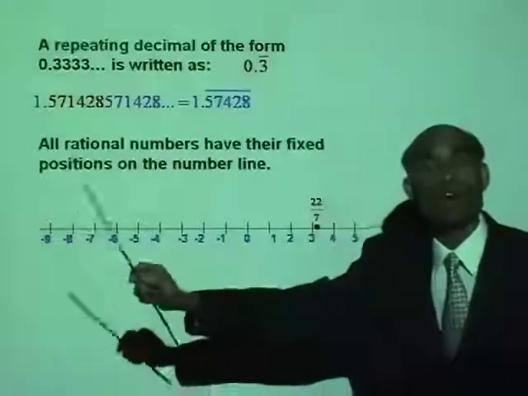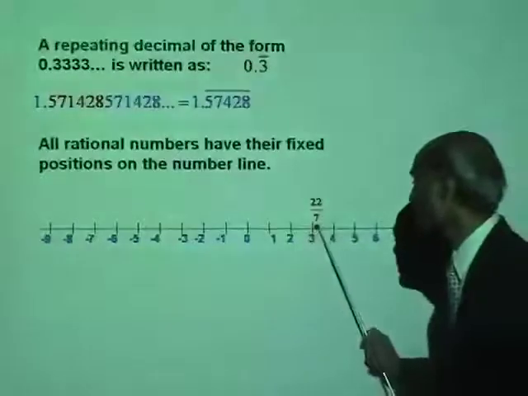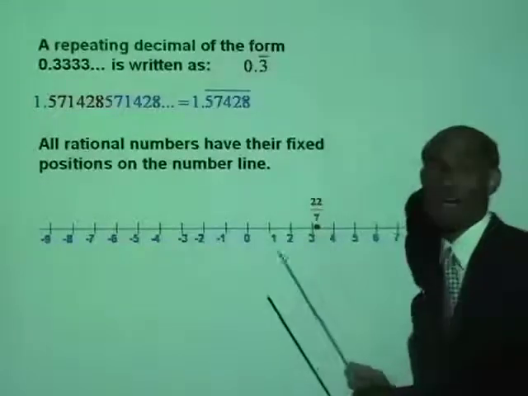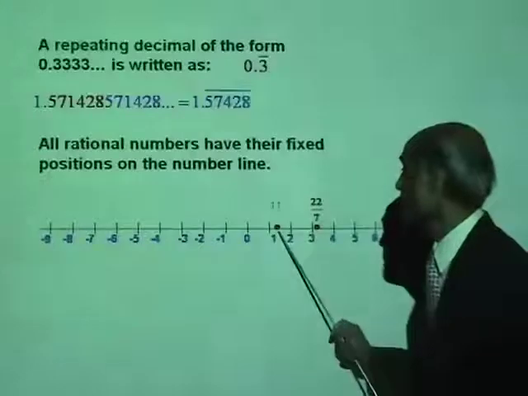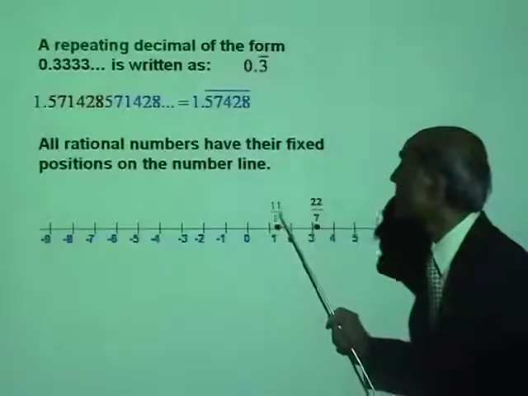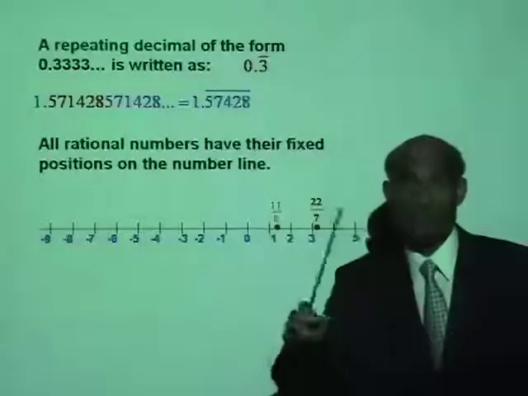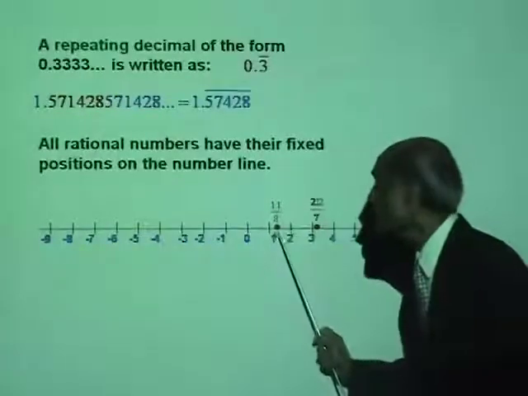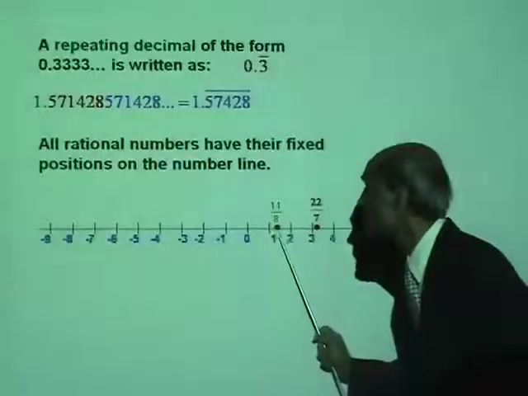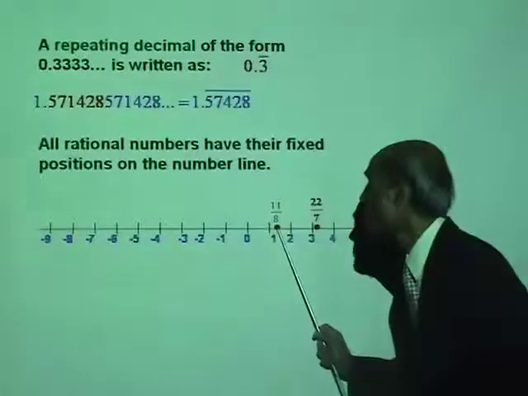3.14, it goes on and on and on. It's somewhere here, that rational number. You see? Now, another number, 11 over 8. All these numbers we talked about earlier, I'm now picking them up. 11 over 8 is right here. That will be 1 point something.